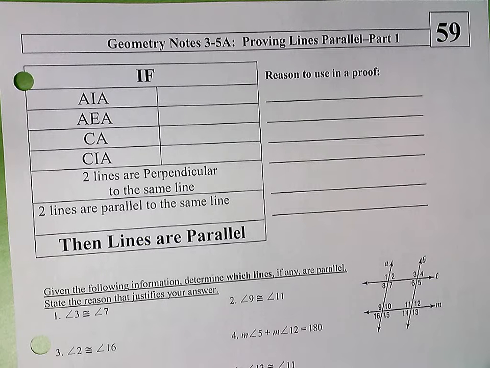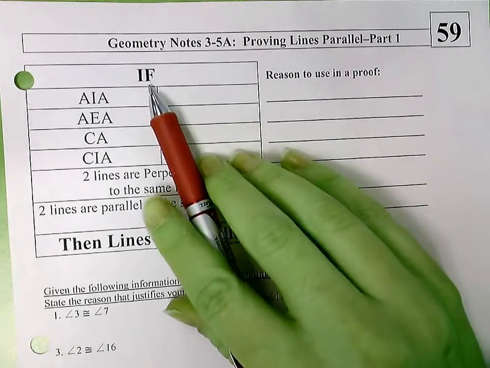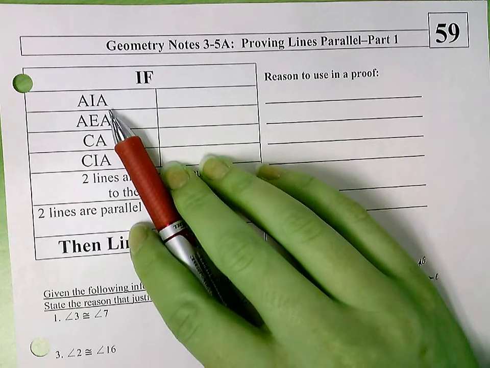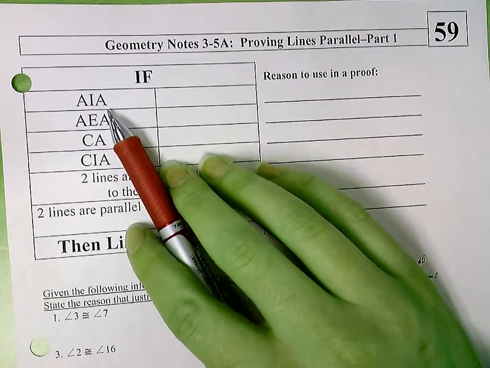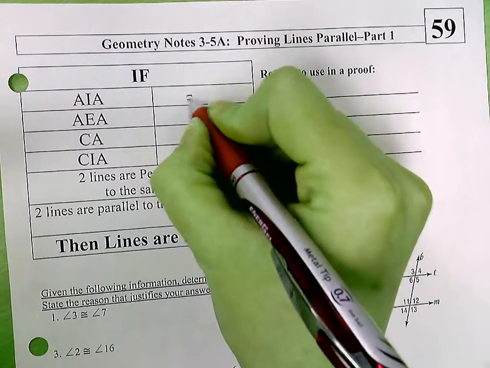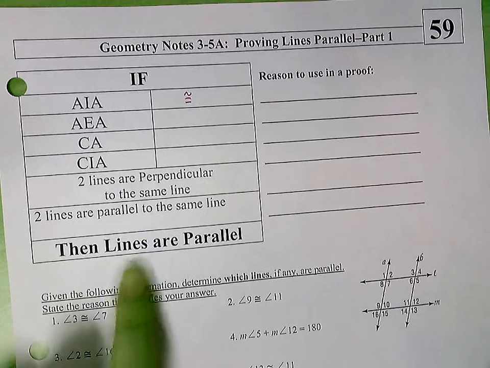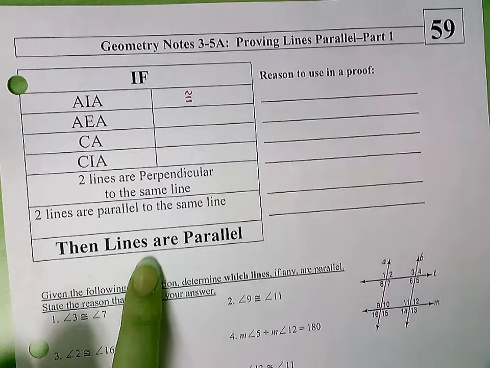Parallel using those angle pairs that we've gone over. Okay, so at the top here, if we have alternate interior angles, that's one of our angle pairs, and those are congruent to each other. Okay, so if we see those alternate interior angles and you know that they're equal or congruent, then you can conclude that lines are parallel.